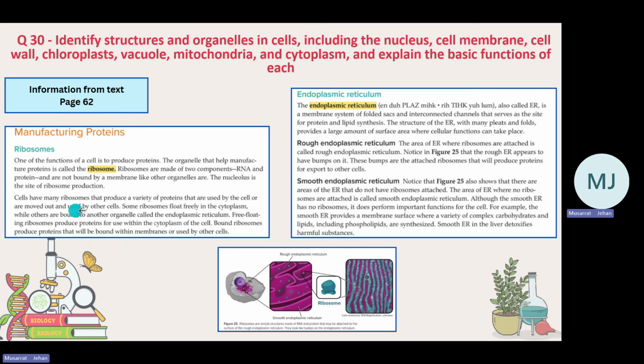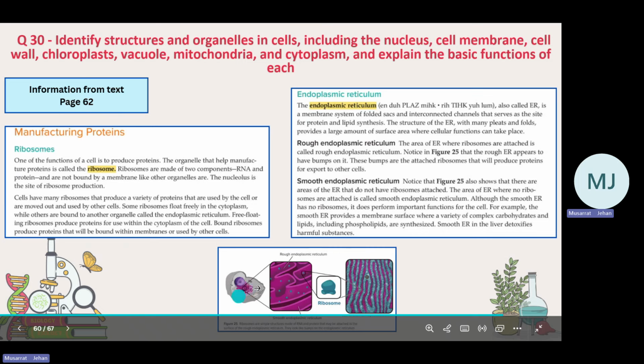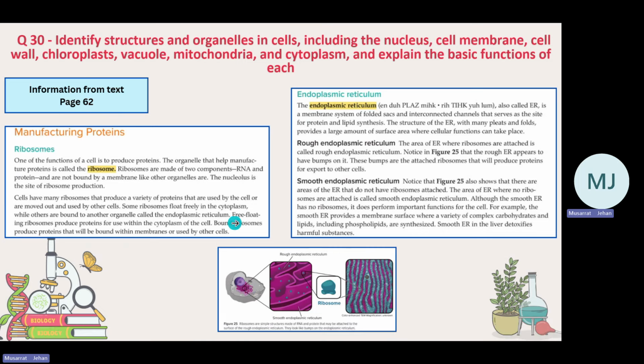Cells have many ribosomes that produce a variety of proteins that are used by the cell or are moved out and used by other cells. So the cell can use the proteins, or they can go out and be used by other cells. Some ribosomes float freely in the cytoplasm, and some are bound to the endoplasmic reticulum.